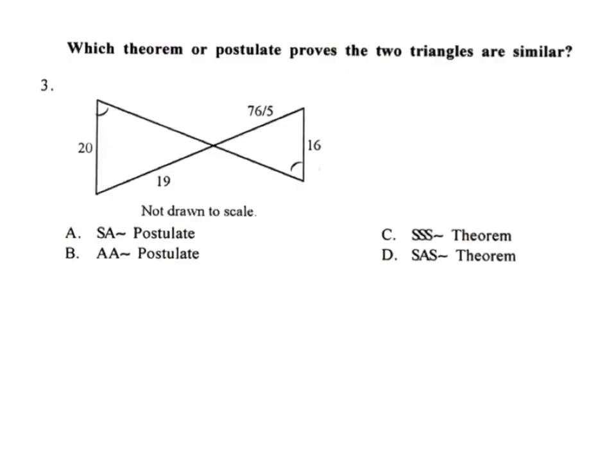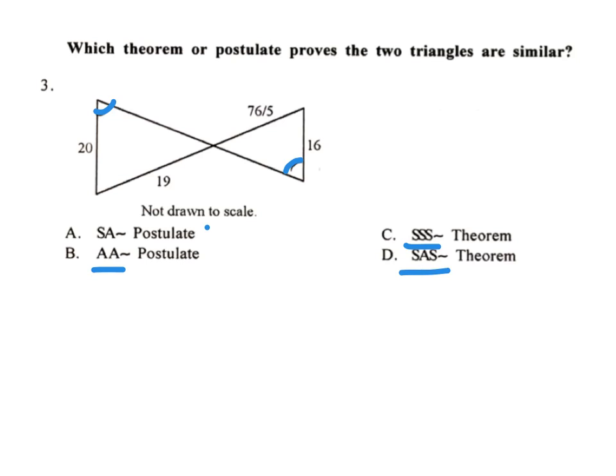Number 3 says, which theorem or postulate proves the two triangles are similar? To be similar, they have to have one of the qualities that is down below. They either need 2 angles that are similar to each other, 3 sides that are similar, or 2 sides and the angle in between. They have a side angle postulate. We never really use that one, so that one shouldn't be our answer, but we'll see. So if I look at this one, the first thing I notice is that we have a couple angles that are the same, this one here and this one there.